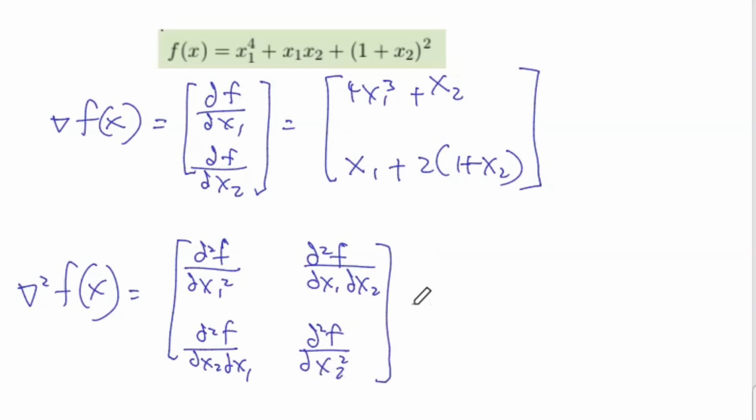Okay, this one, and then you derive over s1, you have 3 times 4, 12 s1 squared. This one derive over s1, you have s2, you have 1 only. This one also 1. This one you derive over s2, you have 2. So this is the Hessian.